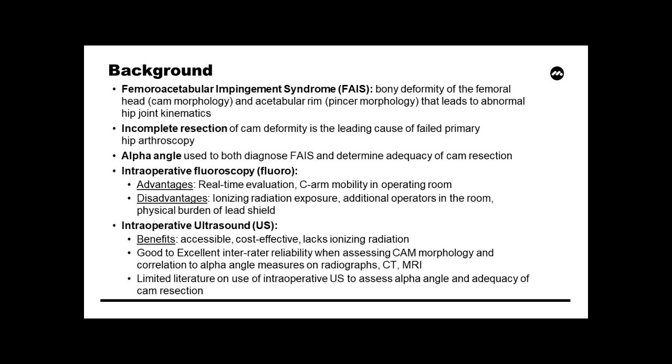FAI consists of a constellation of findings related to bony deformity on the femur, acetabulum, or both. On the femoral side, the alpha angle is used to both diagnose FAIS as well as determine the adequacy of cam resection. While X-ray and fluoroscopy have been the standard, ultrasound alpha angle measurement offers the advantages of sparing patients of ionizing radiation, reduced cost, and demonstrated intra- and inter-rater reliability.